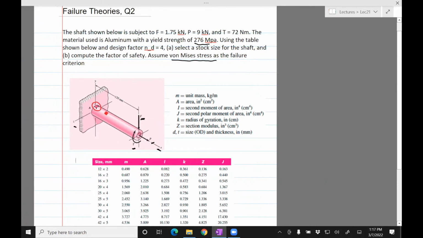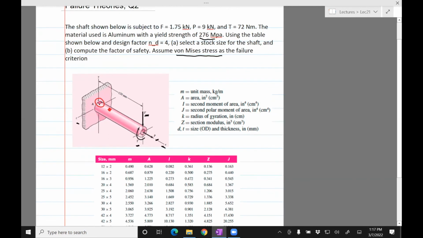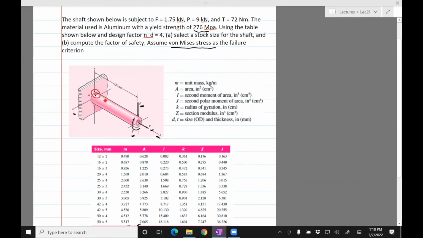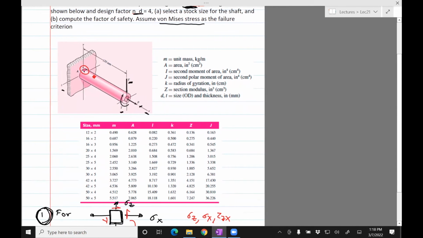Okay, just to revise what we were doing. We were trying to solve this problem on failure theories. Here the shaft is subjected to some loading. There's a force F, there is an axial load P, and there's a torque T. And then you are given the values. You're given the yield strength. You're given the design factor. And you're told to select a stock size for the shaft, and then compute the factor of safety, assuming von Mises stress. So the stock shaft is this.